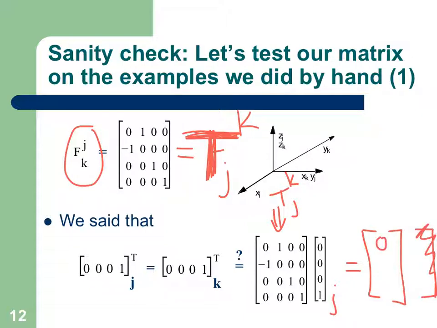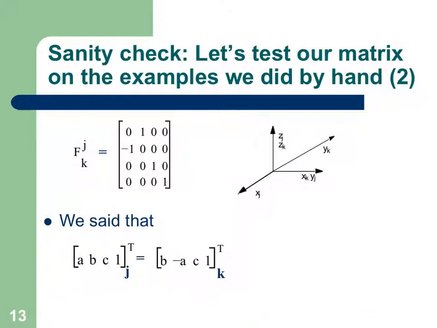First row is 0. The second row is 0. Look at that. The third row is, oh my goodness, 0. And the last row is 1. So actually, this one worked. But of course, that was at the origin, so who knows? Let's try our arbitrary point.